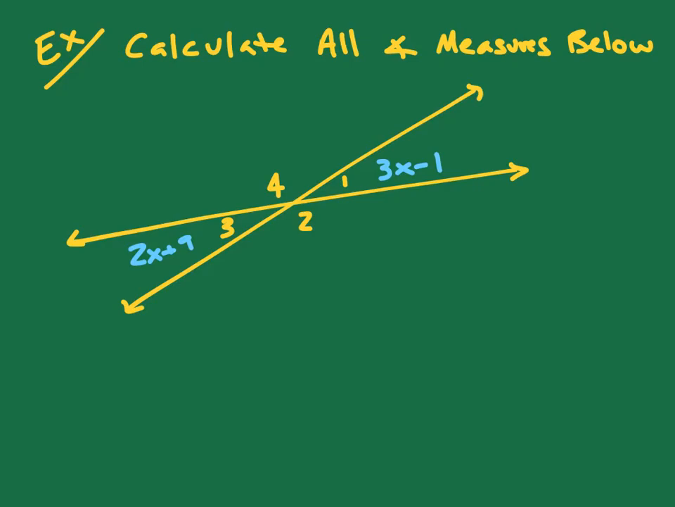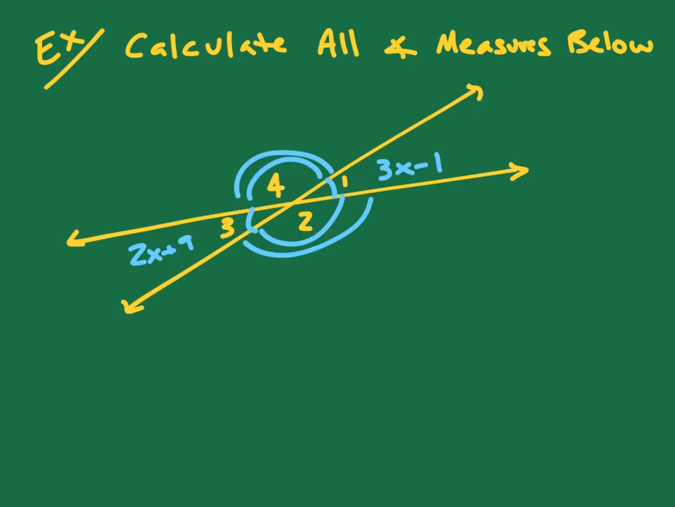Okay, on our last example, I'm given this picture and I'm trying to calculate all angle measures below. And these angle measures I've denoted as angle 1, 2, 3, and 4. Now I know that angle 3 is 2x plus 9, and angle 1 is 3x minus 1. Now these two angles are vertical angles. So from there, I know that these angles are congruent. I also know that angles 2 and 4 are also going to be congruent because they're vertical angles. And my arc marks tell me that.